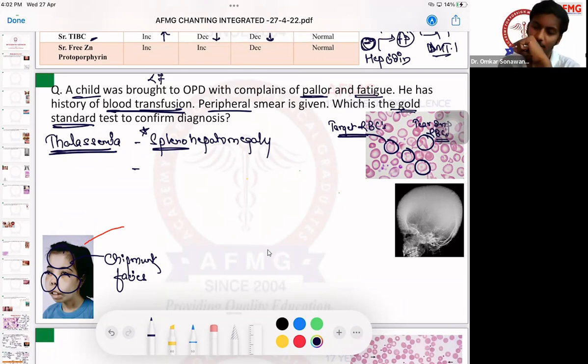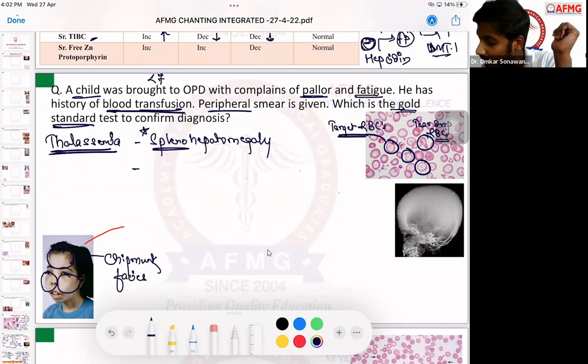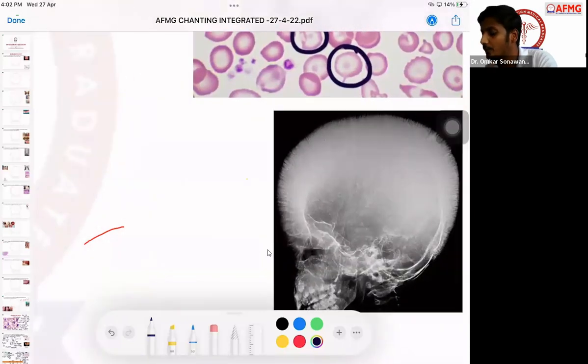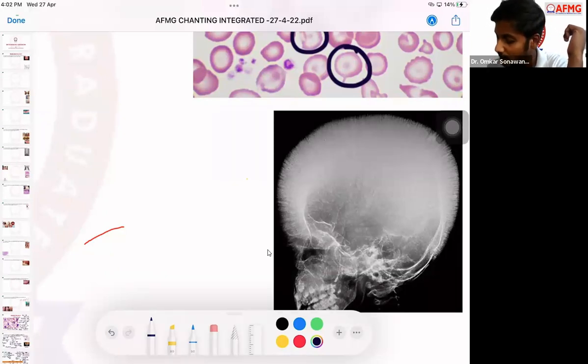And if I talk about the skull X-ray in this patient, definitely the skull bones are overworking. They are working overtime. So now what can happen? I can just zoom in for you. What will happen? The trabeculations of the skull bones would be very much prominent in this patient.